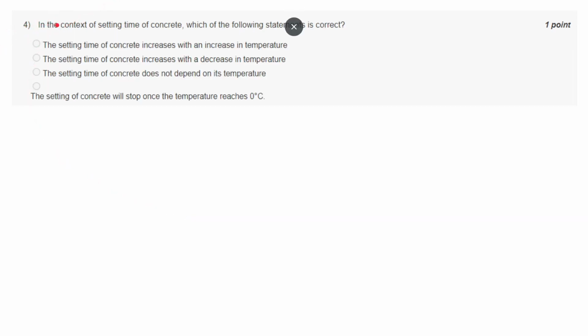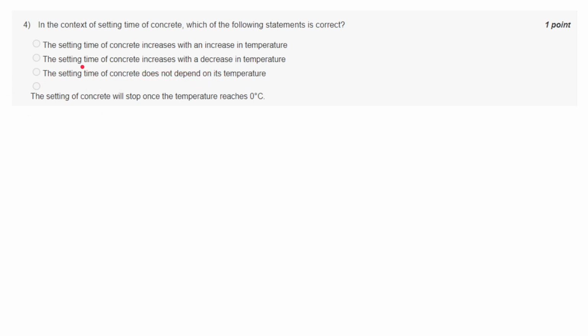So fourth question, in the context of setting time of concrete, which of the following statements is correct? The setting time of concrete increases with an increase in temperature. The setting time of concrete increases with a decrease in temperature. The setting time of concrete does not depend on its temperature. The setting of concrete will stop once the temperature reaches 0 degrees centigrade. So this, as we know, the setting stops when it reaches -7, as we studied in one of the slides. So this is incorrect. So this is cancelled. The setting time of concrete does not depend, so this is also cancelled.